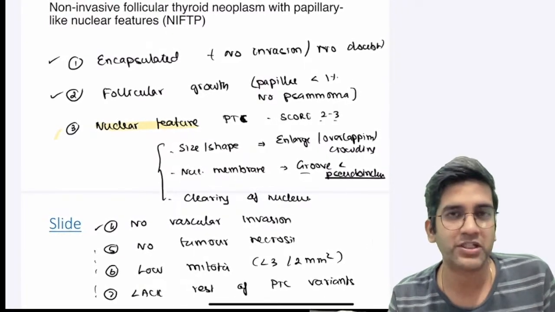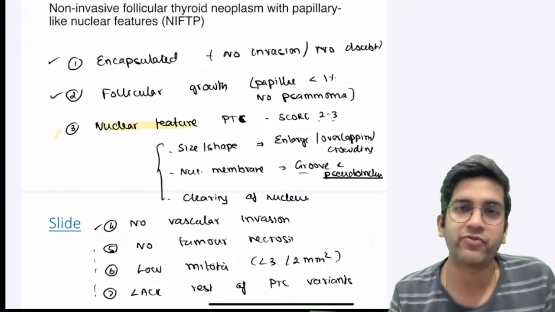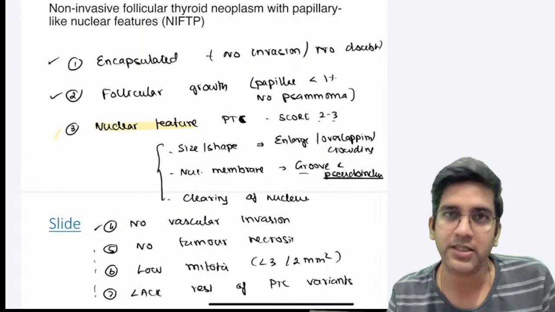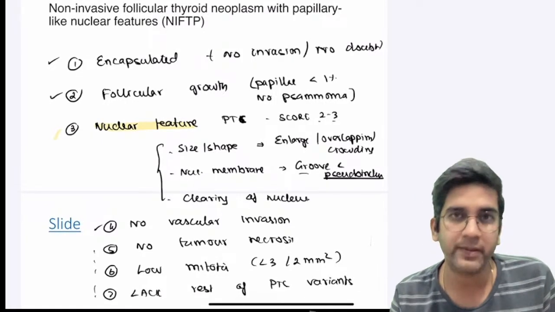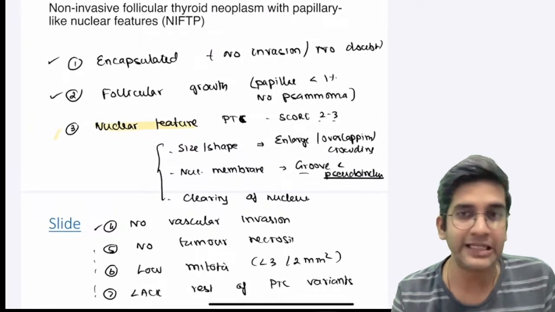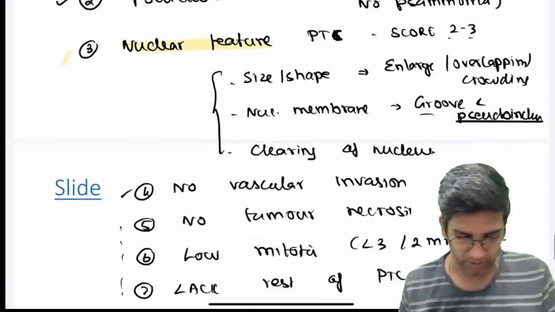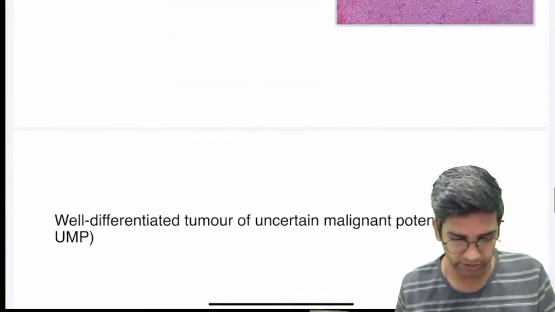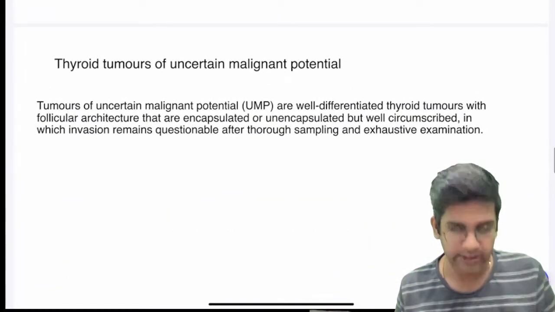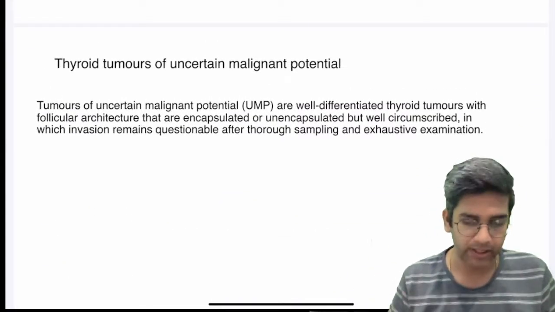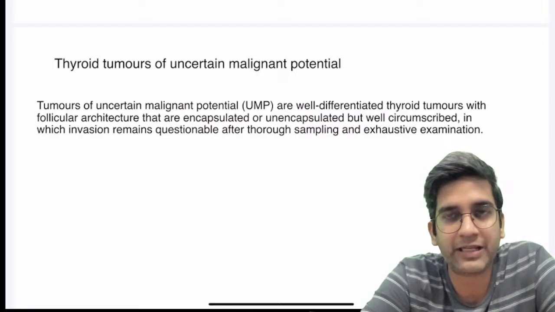There are 3 tumors which come under the new changes in the pathobiology of thyroid cancers. One is FTC, one is NIFTP, then next is UMP, that is undetermined or uncertain malignant potential. Fine, great, perfect. Now let's go to this. After we're done with this, let's move to the final thing. Okay, so thyroid tumors of uncertain malignant potential.